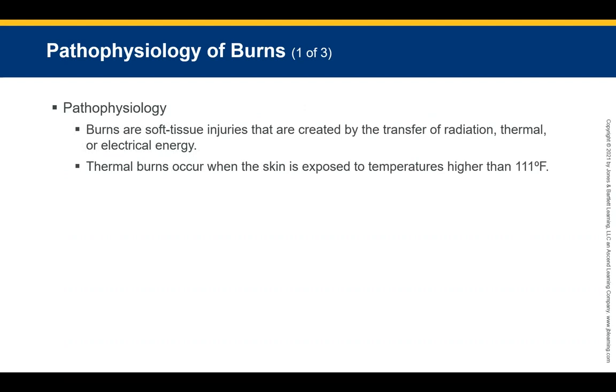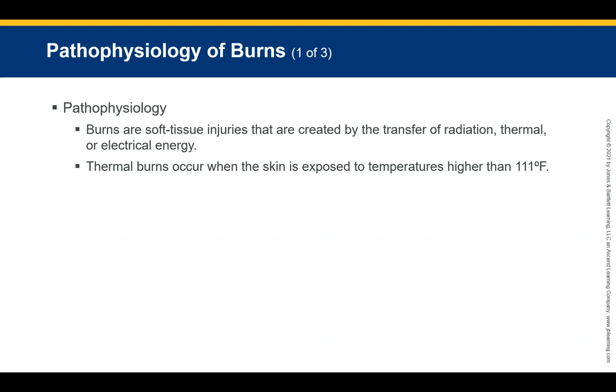Pathophysiology of burns. Burns are soft tissue injuries that spread out over a large area and are created by the transfer of radiation, thermal, or electrical energy. Thermal burns occur when the skin is exposed to temperatures higher than 111 degrees Fahrenheit or 44 degrees Celsius. So again, that's pretty hot.